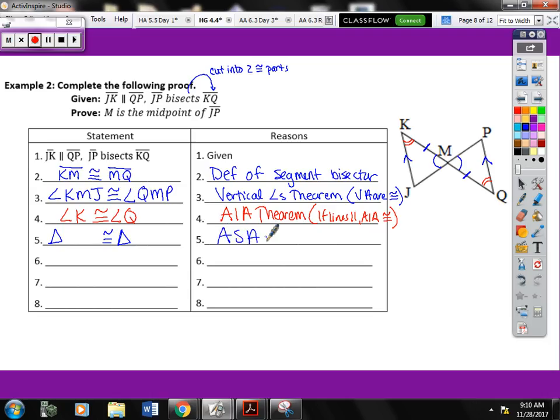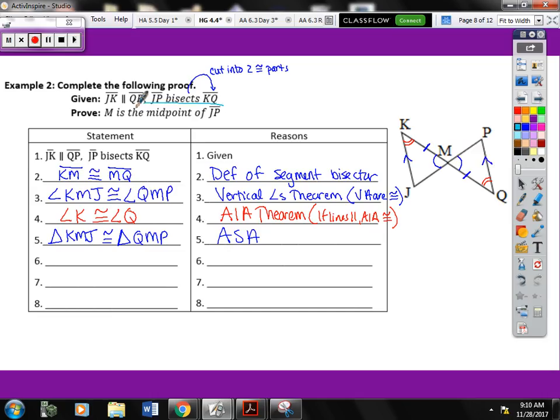Who thinks they could write a triangle congruent statement? Everyone's could be a little bit different depending on how you name the first one. Who thinks they could write one that matches up the corresponding parts? Halen? KMJ is congruent to QMP. Good. KMJ was 2 markings, 1 marking, no markings, and then 2 markings, 1 marking, no markings, so matching up the corresponding parts. Perfect.